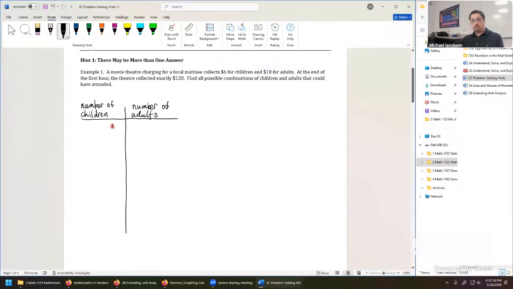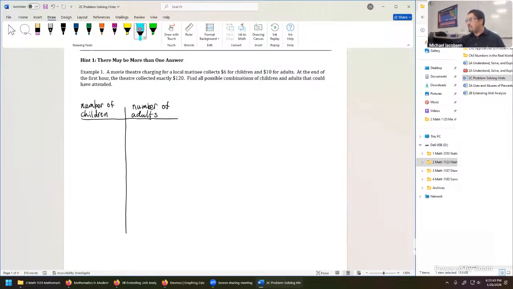In this column, I start just trying out combinations. You might see one already. If no children attended, and it's $10 for every adult ticket, that would mean 12 adults altogether. So that's one value. But then we'll have to brainstorm all of the other values, and it could be a lot of work to make sure you didn't miss one single combination to get through the entire question. So that's what makes this one a little bit trickier.